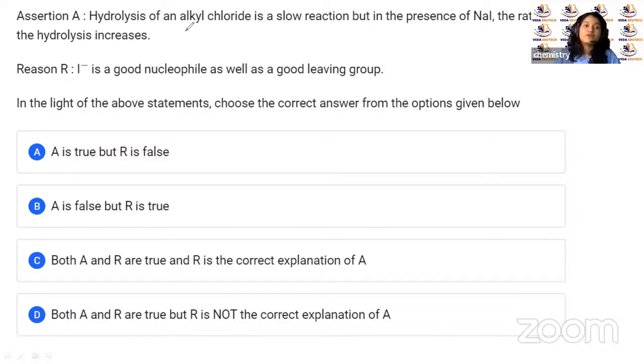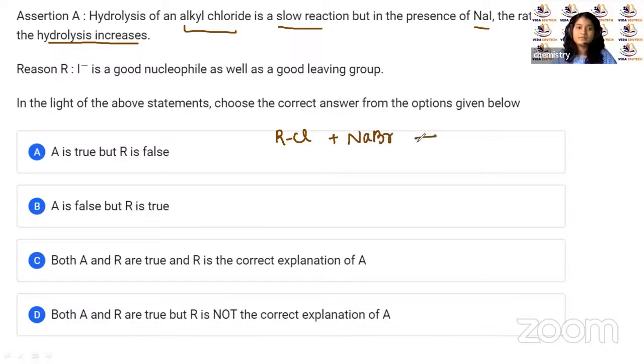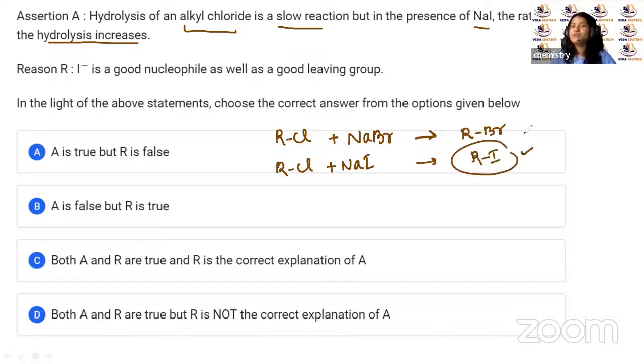So hydrolysis of an alkyl fluoride is a slow reaction, but in the presence of NaI, the rate of hydrolysis increases. So what is given here, children? It is telling that suppose we have RCl and we are making it react with NaBr. Now it is saying that RCl you are having and you're having NaI, the reactivity is higher, means easily you get RI. And what is the reason?